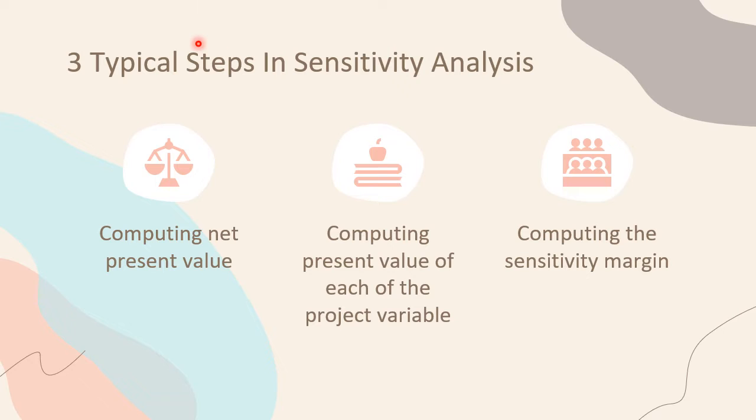These are the 3 steps in calculating the sensitivity analysis. First of all, we need to identify the net present value, which we have already covered in part 1 of the video lecture under investment appraisals. Next, we calculate the present value of each of the project's variables. And then we calculate the sensitivity margin.